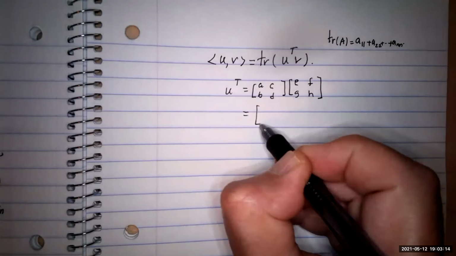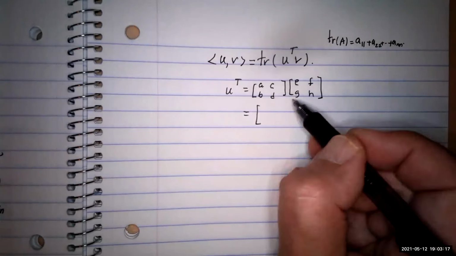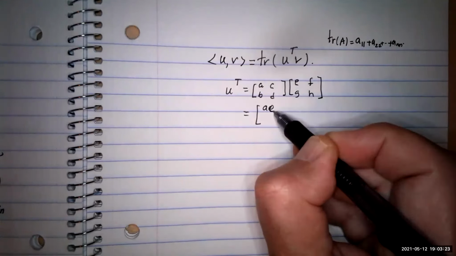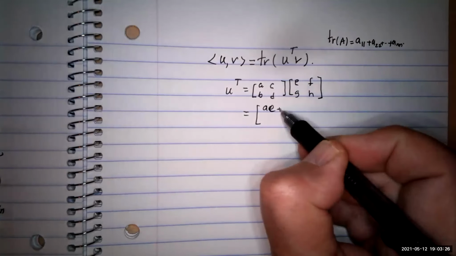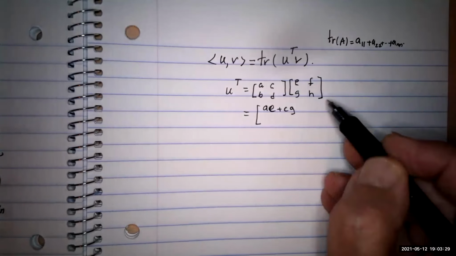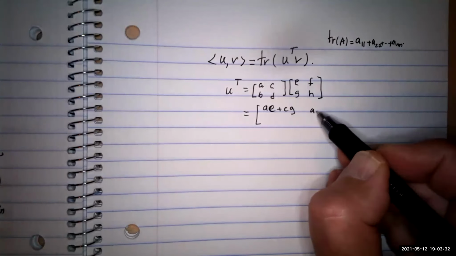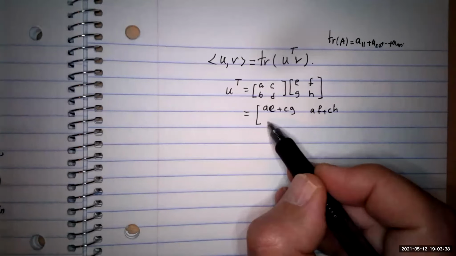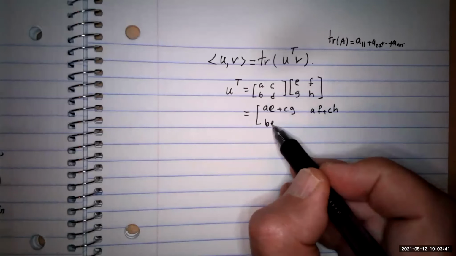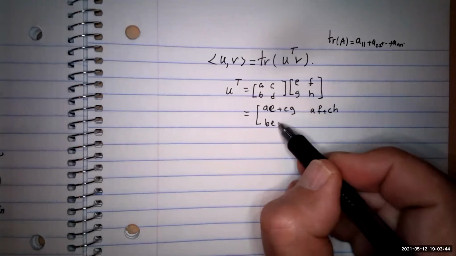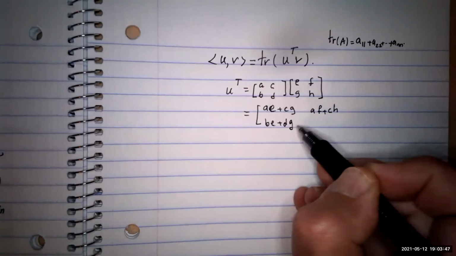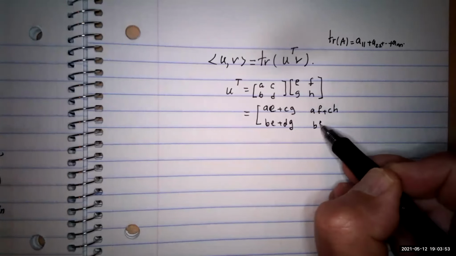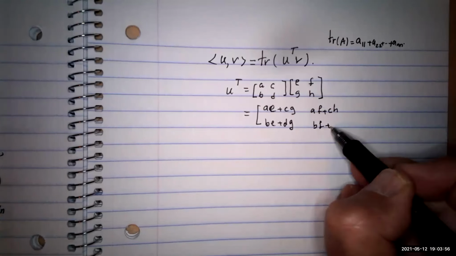If you multiply them together, the result is going to be what? Cross multiply: the first entry is AE plus CG. Over here is AF plus CH. And over here is BE plus DG. And the last one is BF plus DH.